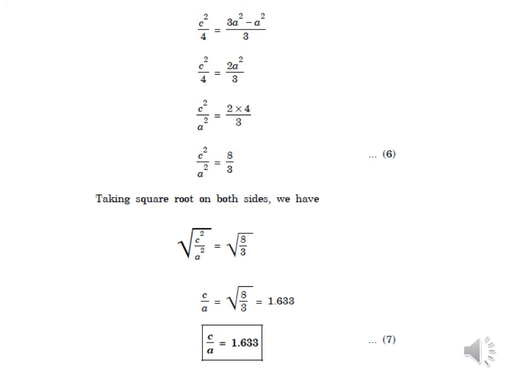Taking the square root on both sides, we have root of C squared by A squared equals root of 8 by 3. Therefore, the C by A ratio equals root of 8 by 3, which equals 1.633. Now consider this equation.